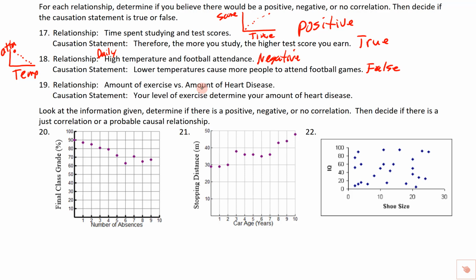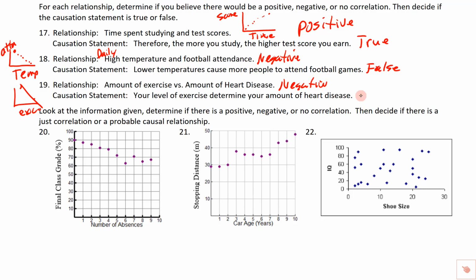Okay, number 19, it says the amount of exercise and the amount of heart disease. Well, gosh, if you do exercise a lot, you're probably going to have a low amount of heart disease. And if you don't exercise very much, you might have a lot. So this one is also negative. And it says your level of exercise determines your amount of heart disease.